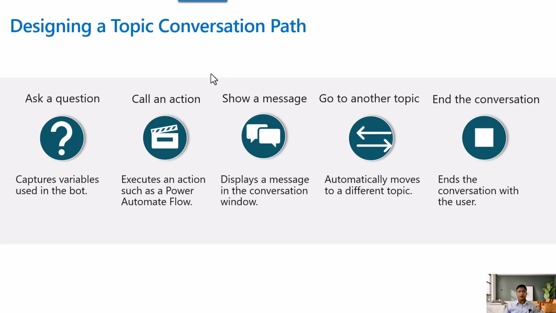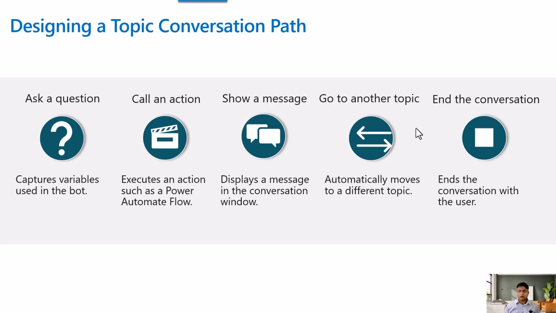Now whenever you design a topic and a conversation path, you need to have these kinds of nodes. One example is that you might be asking a question, or you might be calling an external action in Power Automate or Jira or some other external tool, right? And then you will be showing some message which is coming from the chatbot or from some system. If you are retrieving a value from a database, then the message will be retrieved from the database, and it will show that message inside the chat, and that is a show message node.